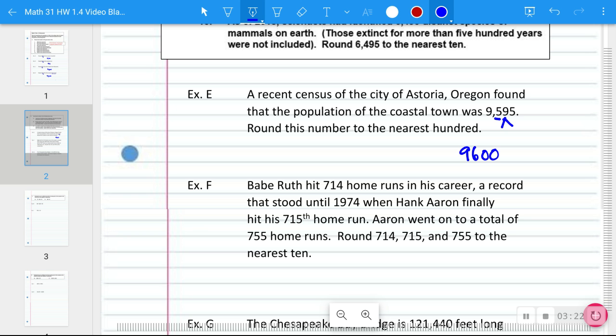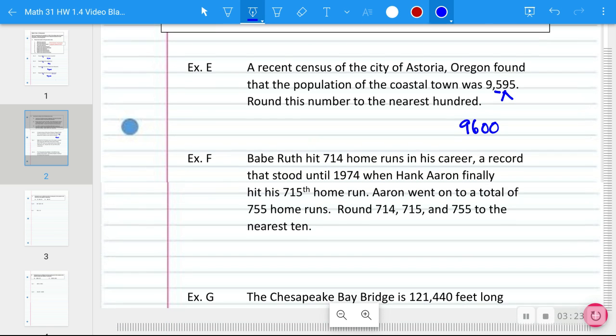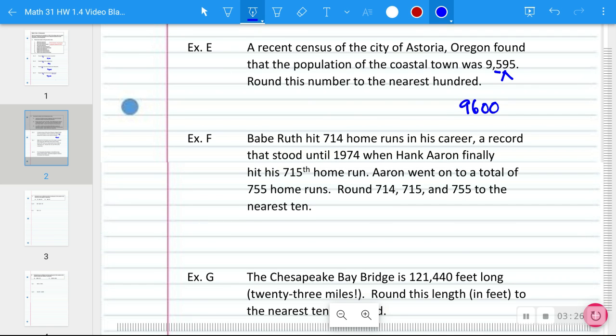So my dad, who was raised in Astoria, was raised in a town that is currently around 10,000 people, a little less than 10,000 people.